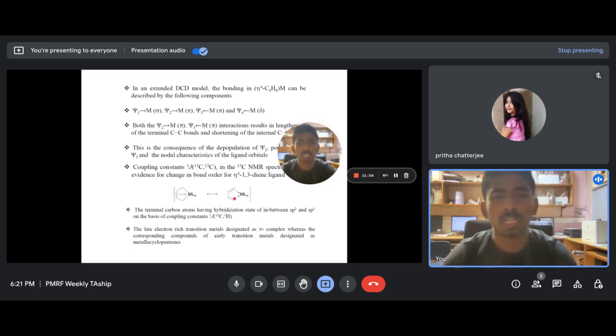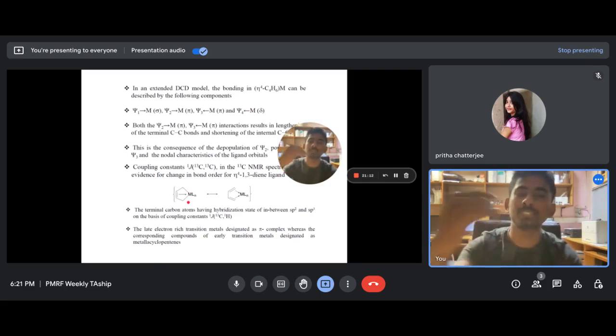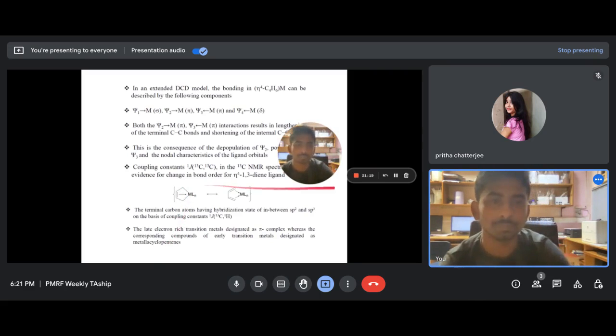You see there is a pi donation of electrons to the metal center, but in the case of the early transition metals, the pi bond is not that strong, so they will shift themselves to the corresponding sigma bond system to the metal center. That will be metallocyclopentenes.